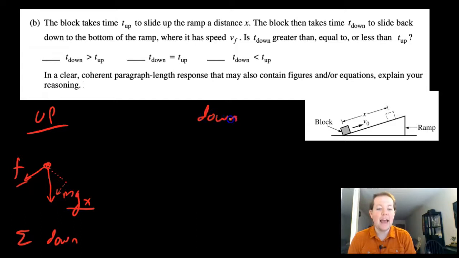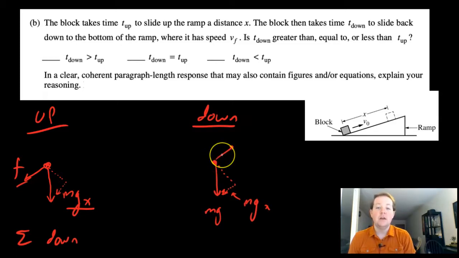Going back down the ramp, ooh, this is a tough problem. Going down the ramp, of course, we still have weight acting as mg, and therefore we still have this mgx right here. Here's mgx. But now, friction is pointing up the ramp. So here's one way to explain it. And this is a tough problem.